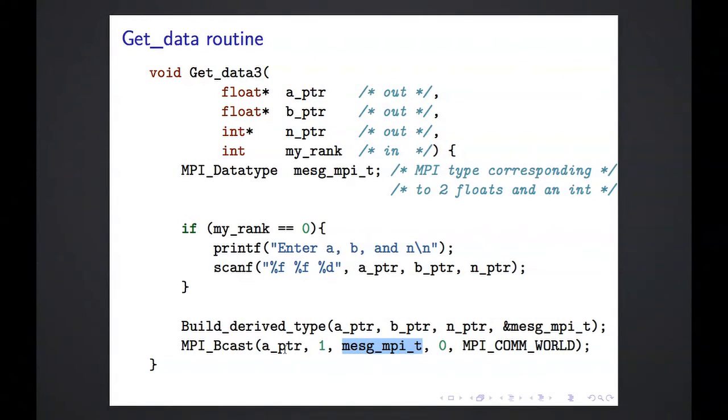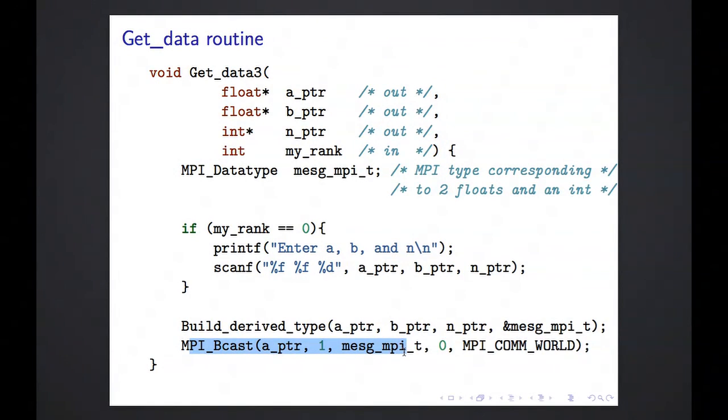Message MPI T. And here I provide the pointer to A, so I provide the pointer to the first element in our complex type. And that's all I need to do, because then the relative arrangement of B and N in memory is going to be contained in the data type. And the important thing here is that in previous examples, we would have needed 3 MPI broadcast calls to transmit A and then B and then N. But in this case, I can do it all in one call.